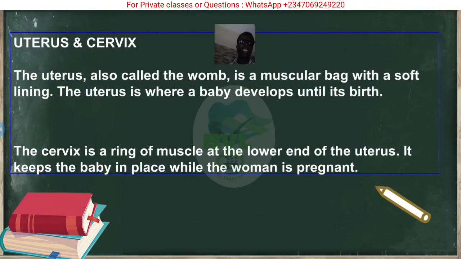So the next thing is the uterus and cervix. The uterus, also called the womb, is a muscular bag with a soft lining. The uterus is where the baby develops until its birth. So when the egg has been fertilized, it goes to the fallopian tube, like I told you, gets attached to the wall of the uterus, and it grows there for about 9 months. Now, the cervix is a ring of muscle at the end of the uterus. It keeps the baby in place until its birth. So all through the pregnancy periods, it keeps it there.